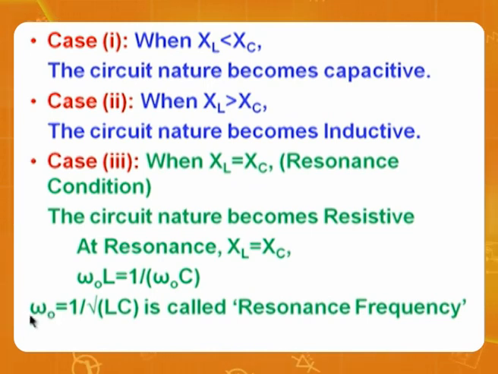Then calculate, cross multiply and all that, and we get 1 by root of LC. That's called the resonant frequency. This is a very simple way of achieving the resonant frequency. In fact, for any circuit you are given, you can get the resonance frequency by putting the j term equal to 0.